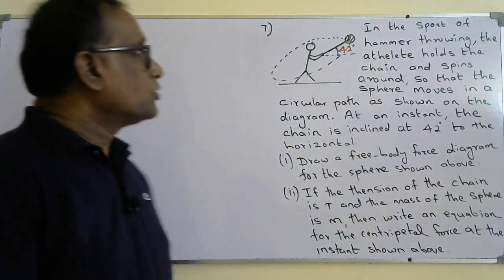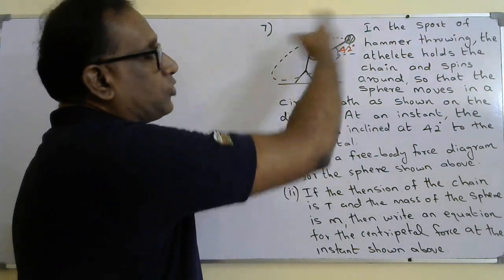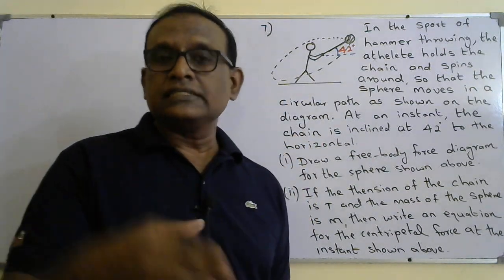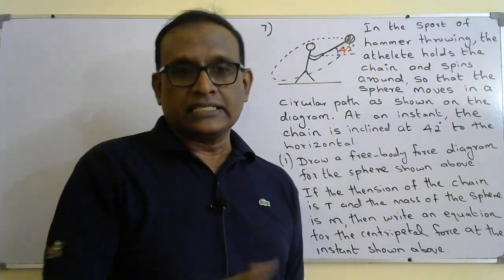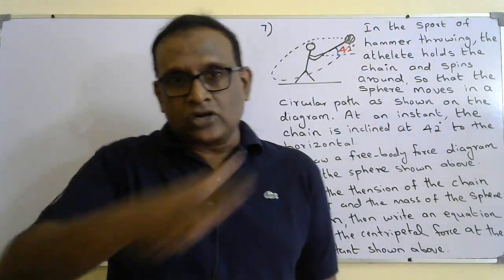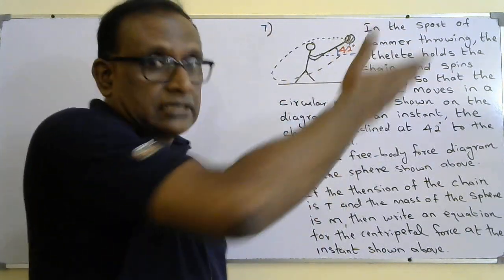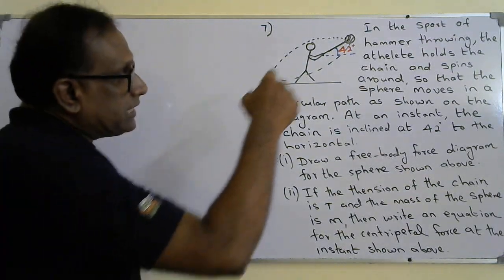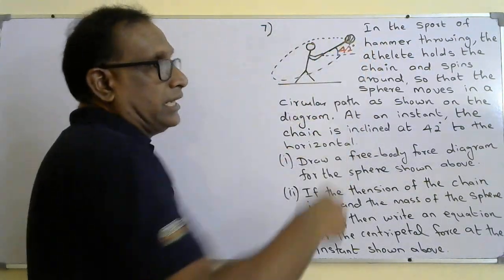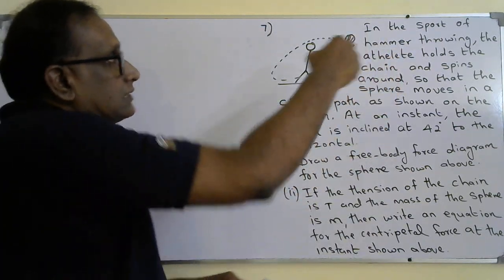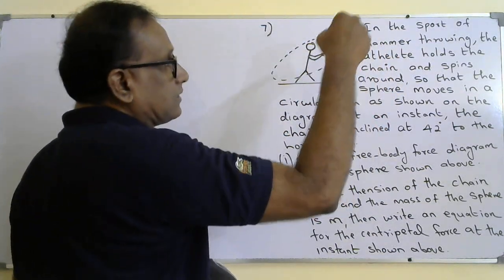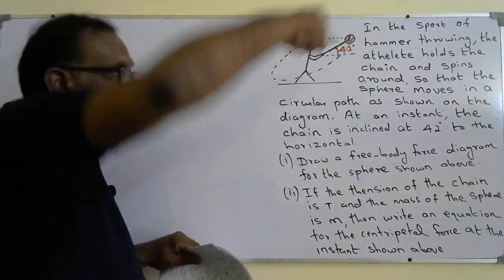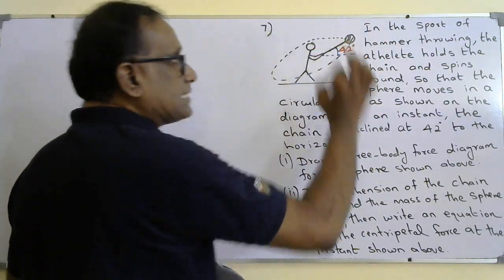So the diagram shows how it is rotated just before throwing the hammer. It's not exactly a horizontal circle, it's not exactly a vertical circle, it's rotated on a slant, in a particular circular motion. Here the velocity of the sphere is into the board at that instant. It's moving on a circle like this, into the board at this instant.